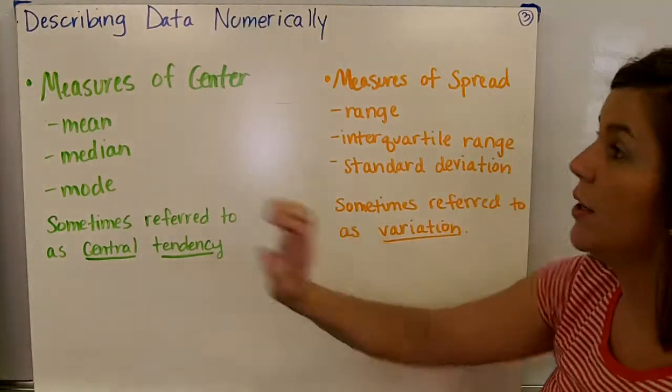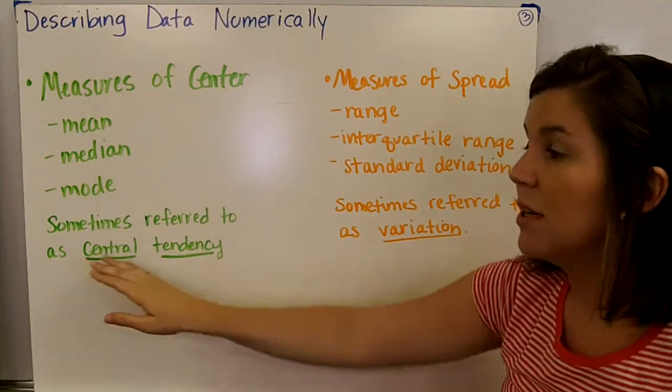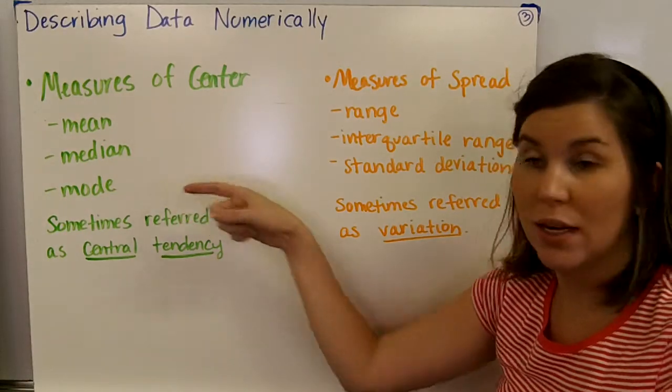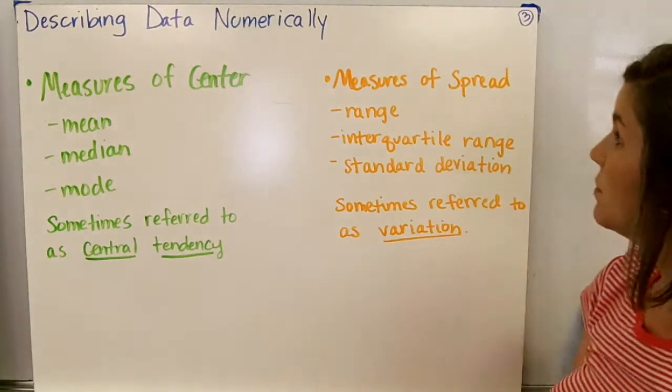Describing data numerically. Measures of center. Sometimes this is referred to as central tendency. We have the mean, median, and mode, which you should be familiar with.